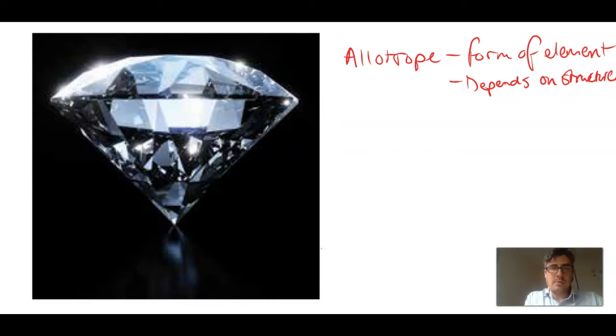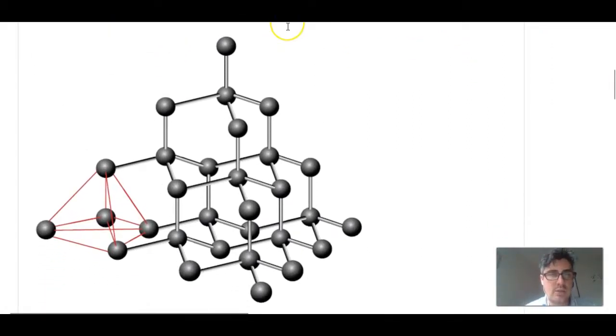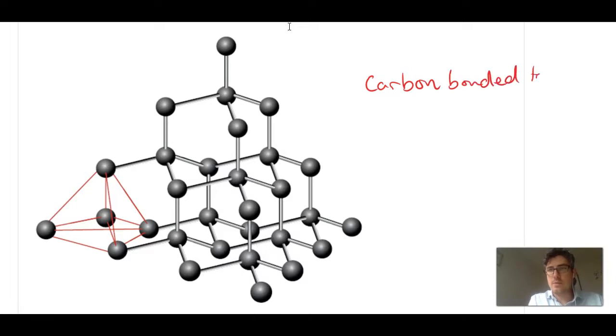Diamond in particular is interesting because the network is all entwined, so you've got tetrahedral geometry. If we look here at the tetrahedral geometry, you can see every carbon is bonded to 4 other carbons.